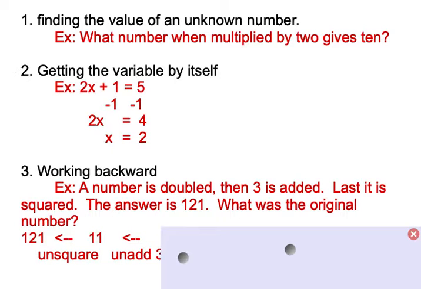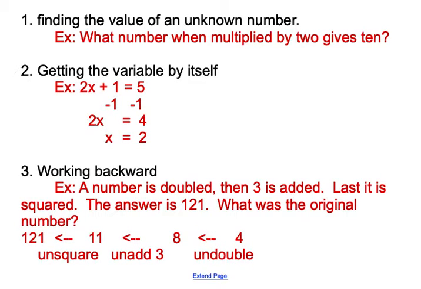Then we're going to unadd 3. If you unadd 3, that's subtracting 3. That gets us back to 8. Then we're going to undouble. Undoubling something would be to take half of it. So the original number has to have been 4. So we can also think of solving as working backwards. And the thing we're doing backwards is the order of operations.